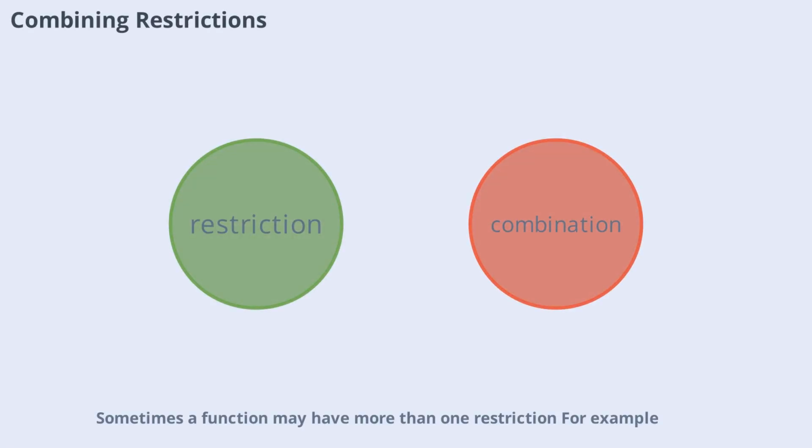Sometimes, a function may have more than one restriction. For example, if a function involves both a fraction and a square root, you need to consider both types of limitations. This means you'll have to exclude values that make the denominator 0 and also ensure the expression under the root is non-negative. Combining these restrictions gives you the true domain of the function.